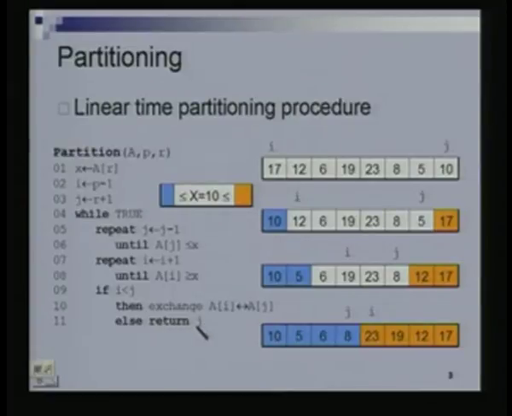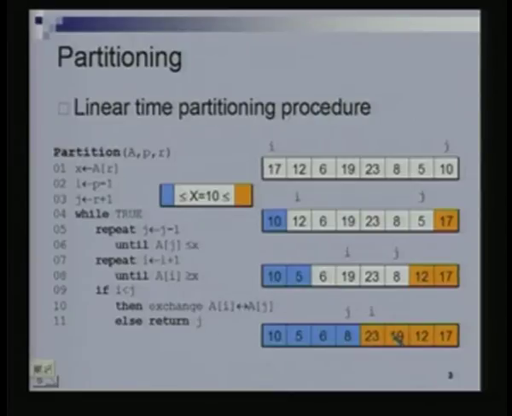Return the procedure, and what are we returning? We are returning the value of j, which tells us the boundary of the two halves. So this is my left half. My left half is from p to j, and my right half is from j plus 1 to r, because I am only returning j and not i. So j plus 1 to r is my right half. Is everyone okay with this?